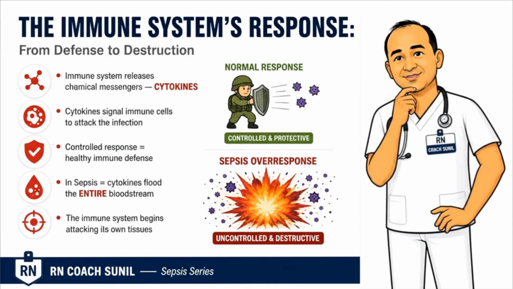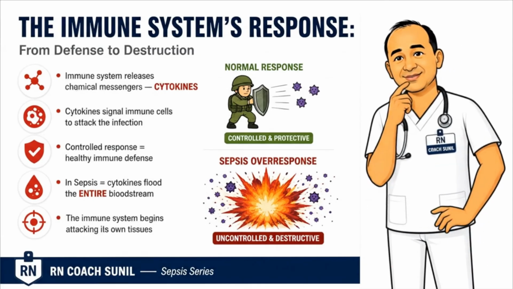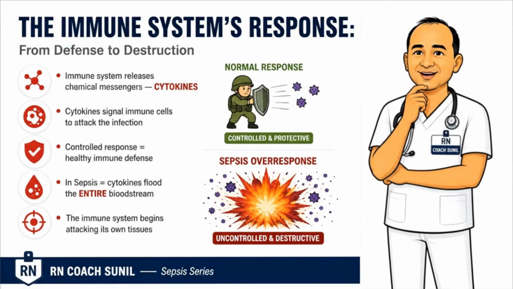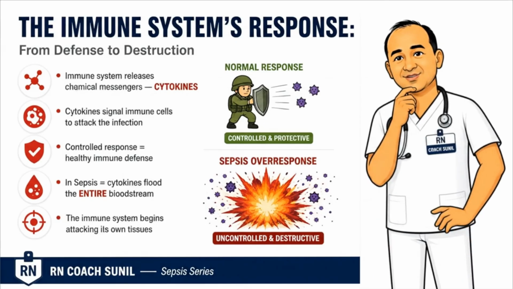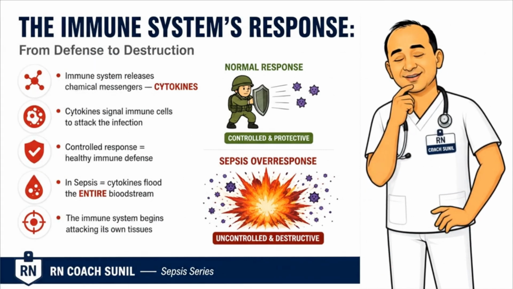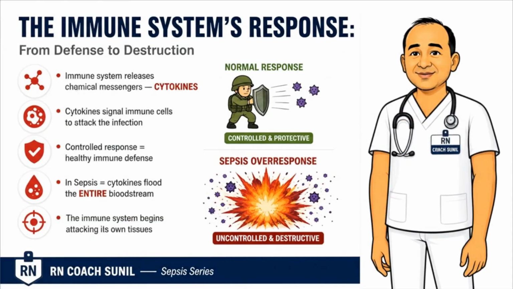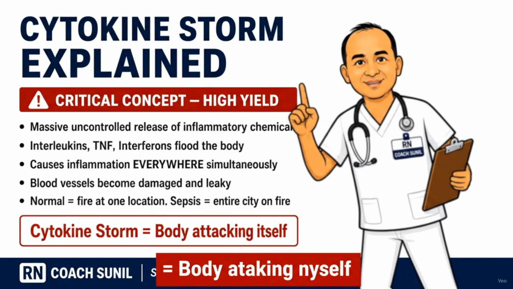Think of your immune system like a military force. Normally, when there is a threat, it sends a small, targeted unit to the infection site. Deal with the enemy. Come home. Done. In sepsis, instead of a targeted unit, your body declares total war. It mobilizes every resource it has. Entire battalions flood the bloodstream. Friendly fire begins. Your own immune system starts attacking your own tissues and organs. That is the core of what makes sepsis so deadly.